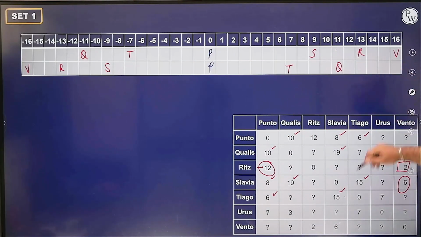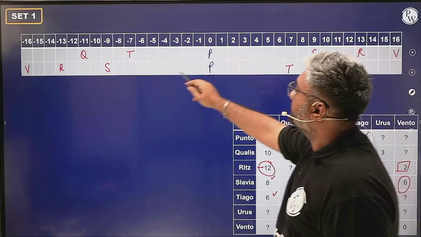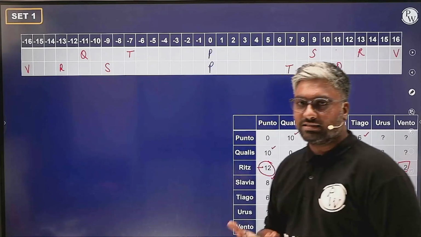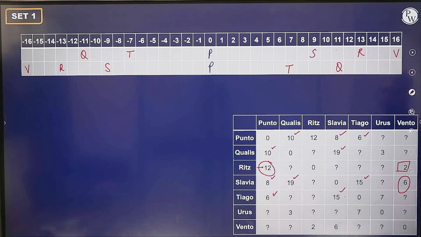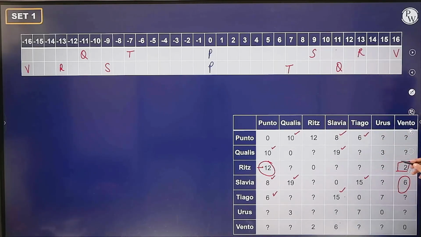Ritz and Vento 2 gap. Ritz and Punto 12 का gap. Yes, makes sense है ना? तो ऐसे करके we are going to let go of the situations, let go of the conditions that don't make sense to us. तो हमने ये भी कर लिया, ये भी कर लिया.